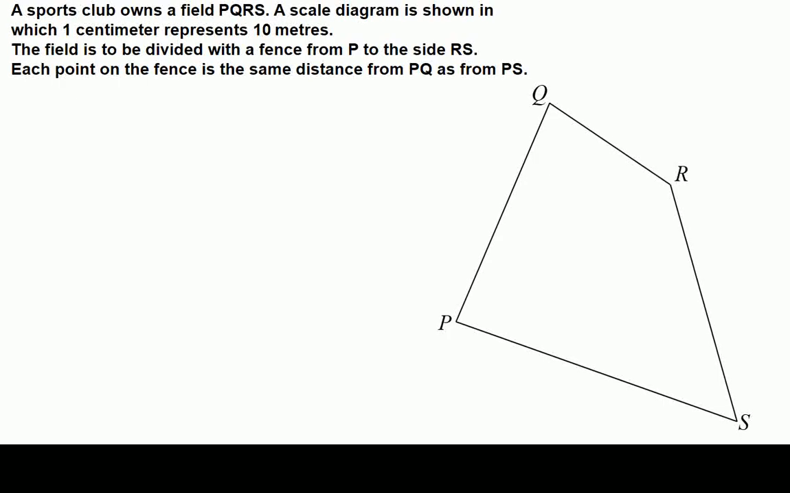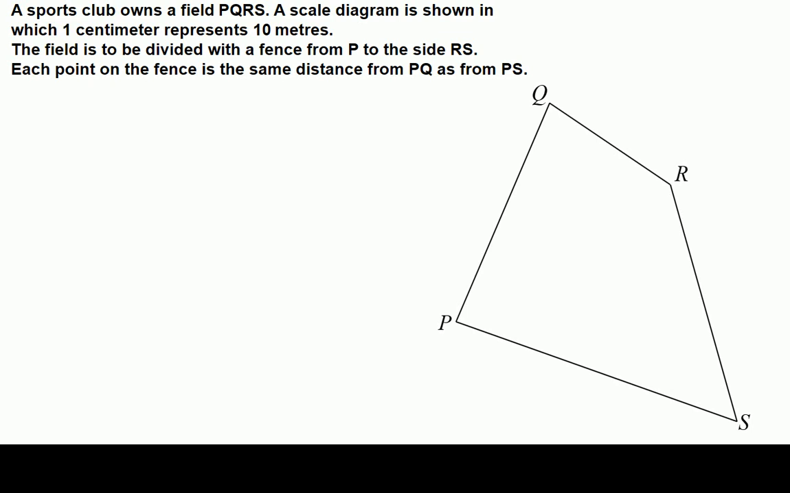A sports club owns a field PQRS. A scale diagram is shown in which 1 centimeter represents 10 meters. The field is to be divided with a fence from P to the side RS. Each point on the fence is the same distance from PQ as from PS.